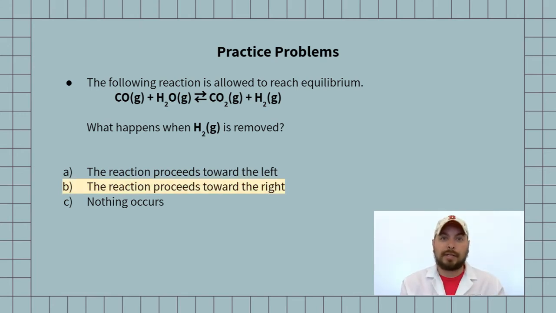Now keep this in mind, and this is really important. We can also think about this in kinetics. By removing hydrogen, what's happening is we're reducing the rate of that reverse reaction. The forward reaction hasn't changed. It's still going the same rate it was. Those collisions are still happening as frequently as they were. So what happens is we reduce the rate of the reverse. The forward now is going faster. So the net shift in the reaction, the net proceeding reaction, is going to be in the forward direction.